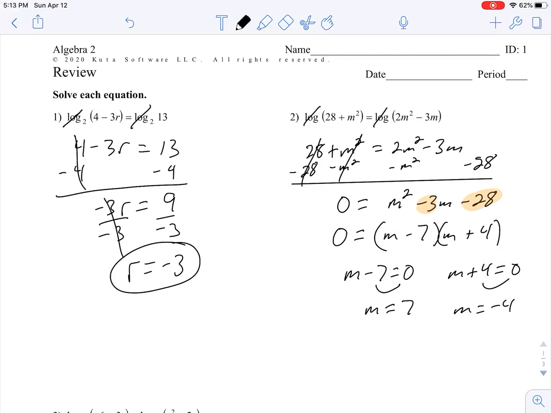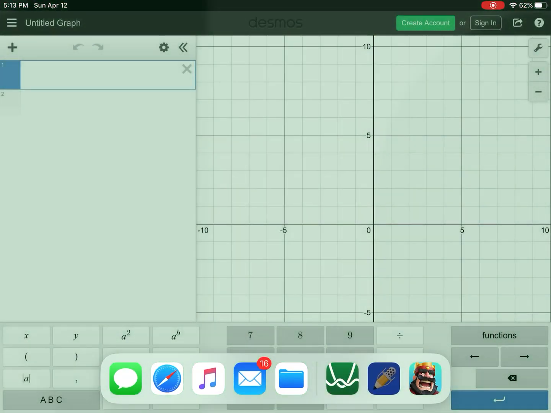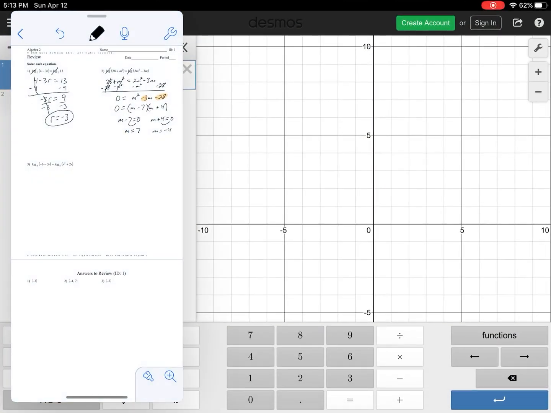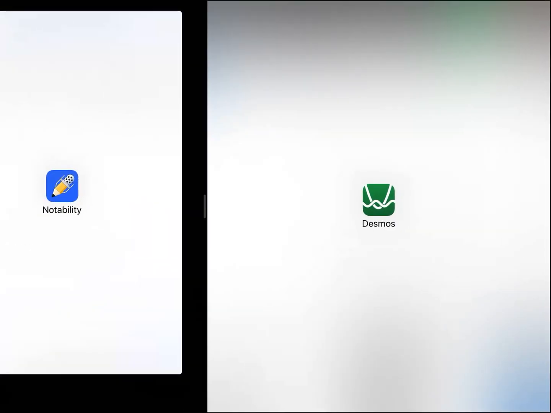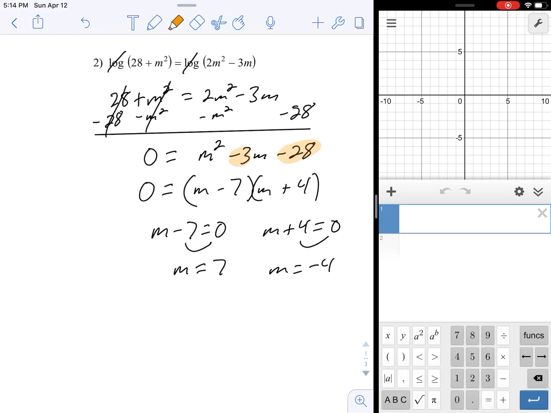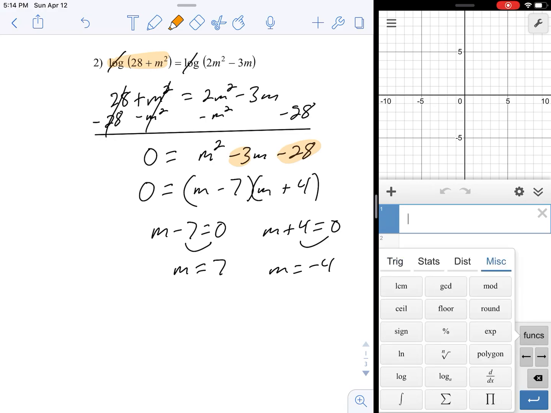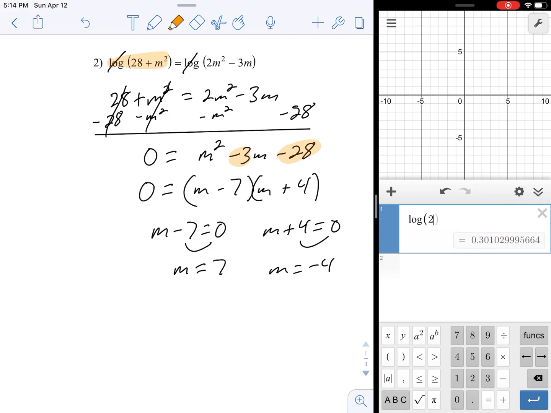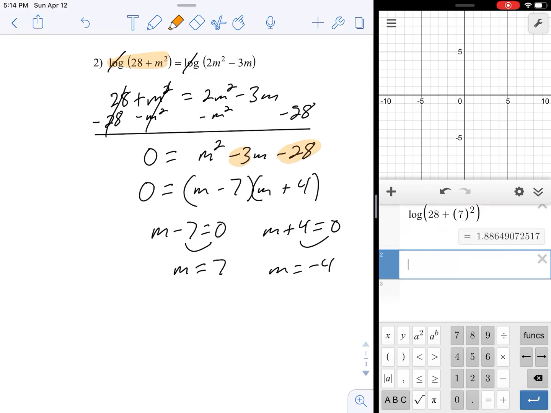Except that there are times when those answers aren't the answers. And I need to have a calculator ready. Sorry about that. Oh, I want to move this over here. There we go. And we need to check and see if these are right. So what I'm going to do is type this into the calculator. So function, the regular log button, base 10 log button, 28 plus 7 squared. And then I'm going to type the other side into the calculator and see if I get the same answer. If I get the same answer, that means it checks and I'm good.